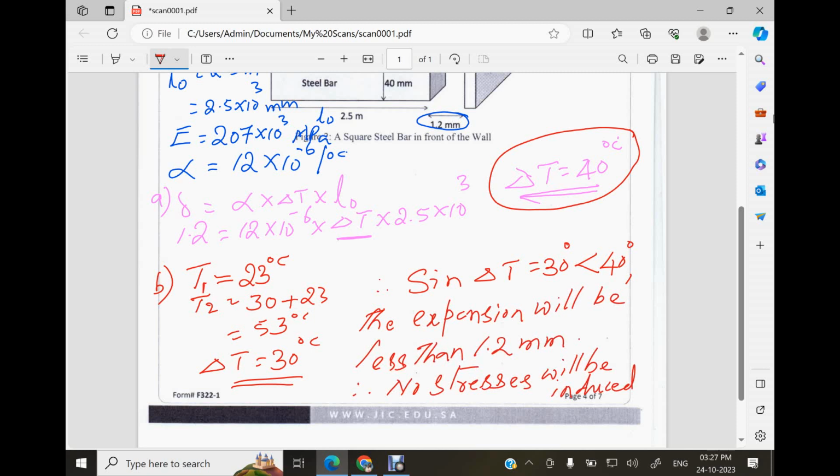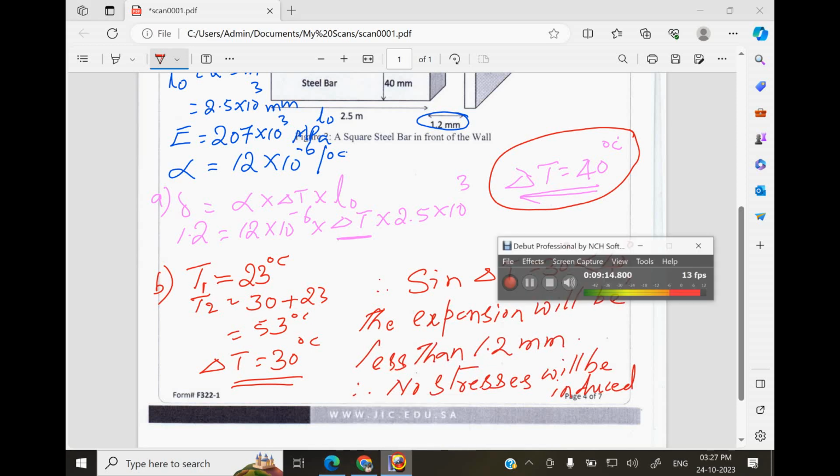Okay. It's a very simple problem, not really a difficult problem. See, you took each explanation only 5 minutes, not more than that.